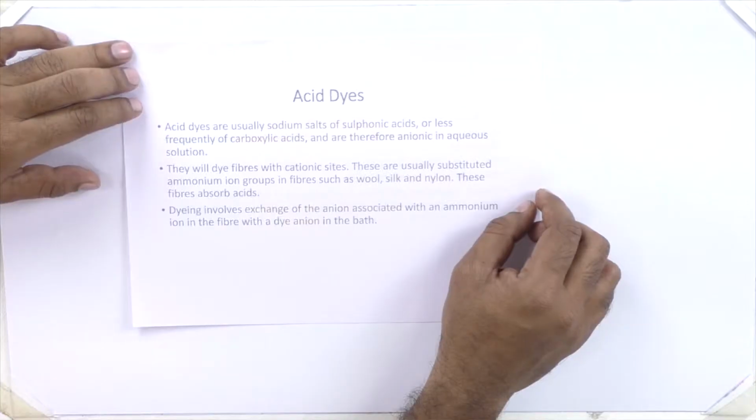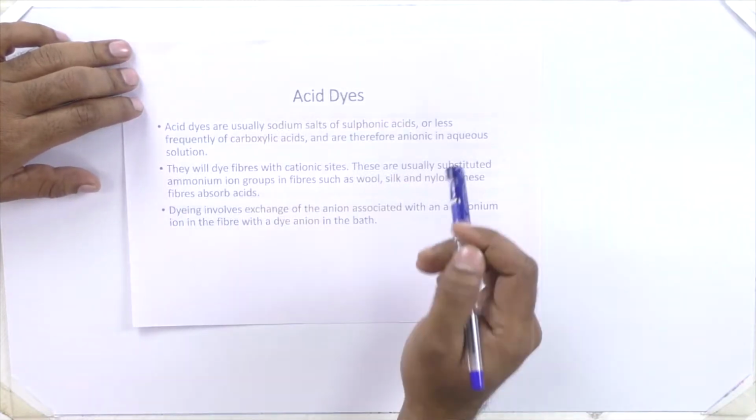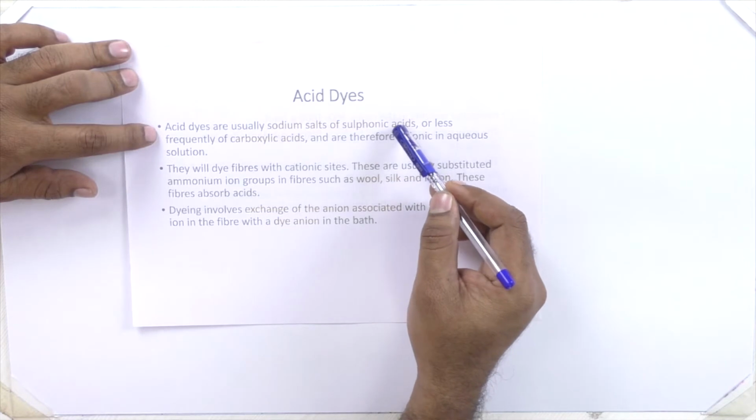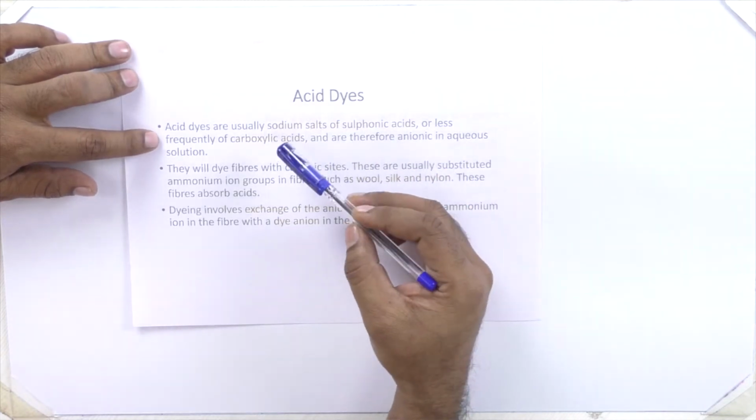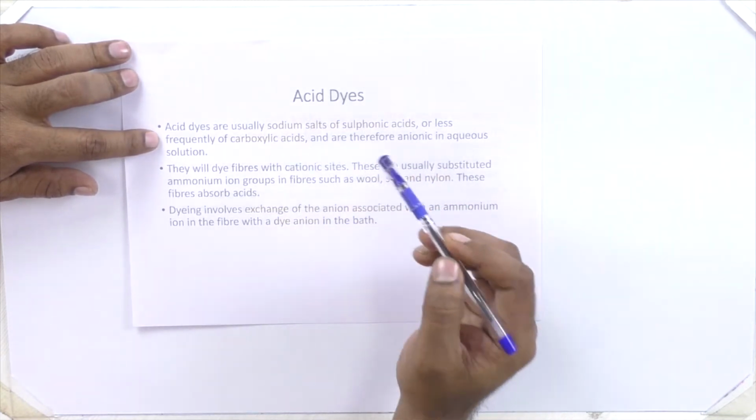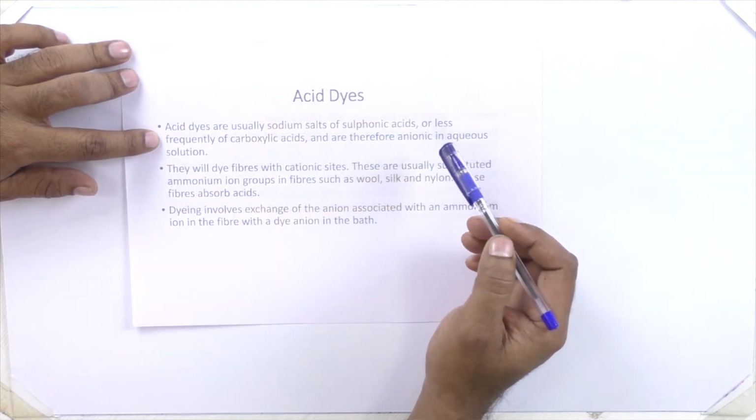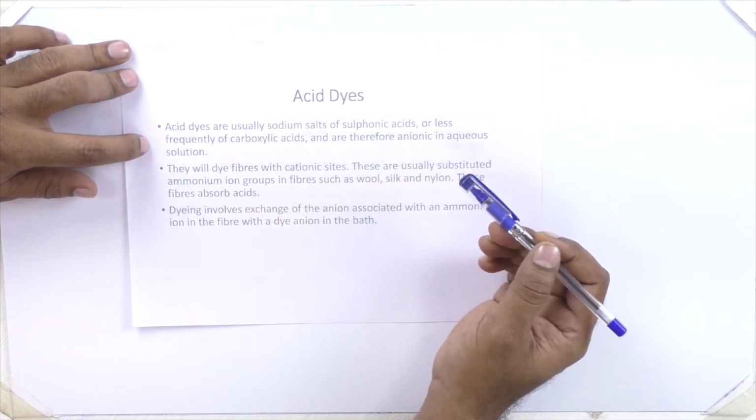Normally, acid dyes are substantive towards wool, silk and nylon fibers, and cotton doesn't have affinity or substantivity for acid dyes. So it is mainly used to dye nylon fibers, wool and silk. Acid dyes are usually the sodium salt of a sulfonic acid group, less frequently of carboxylic acid groups, and they are substantive towards wool, silk and nylon fibers.